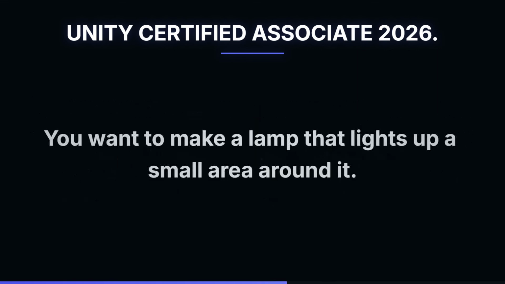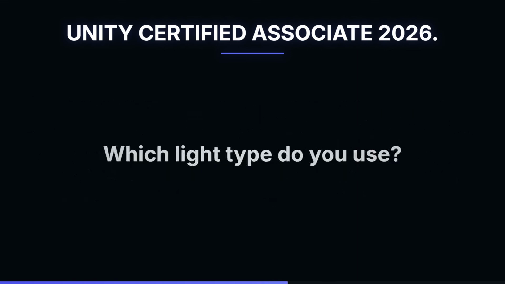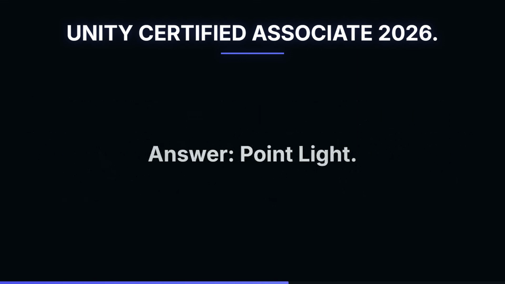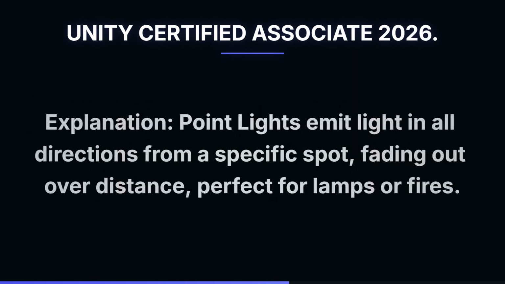2. You want to make a lamp that lights up a small area around it. Which light type do you use? Answer: point light. Explanation: point lights emit light in all directions from a specific spot, fading out over distance, perfect for lamps or fires.